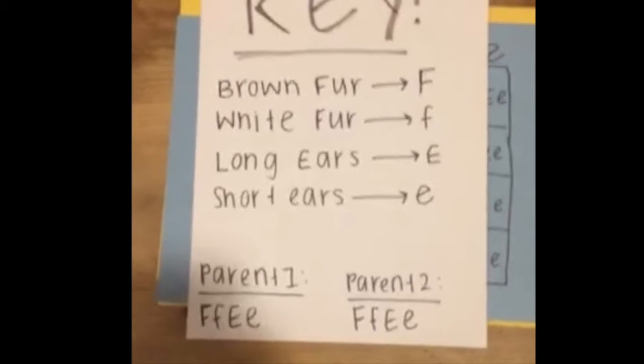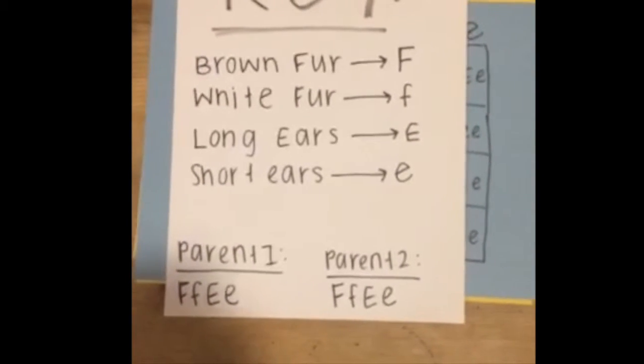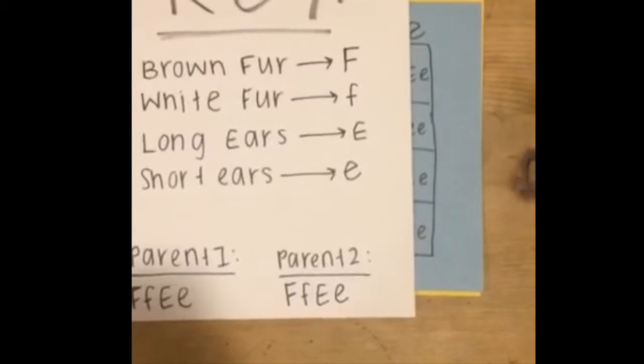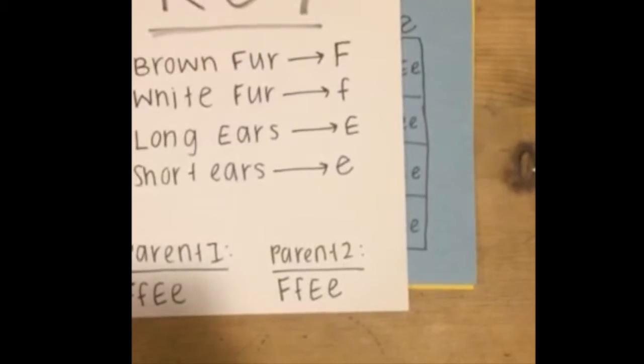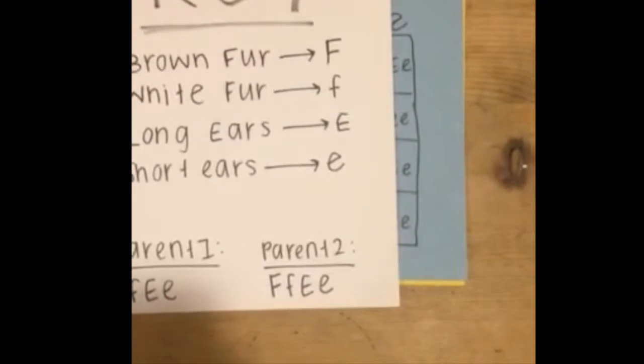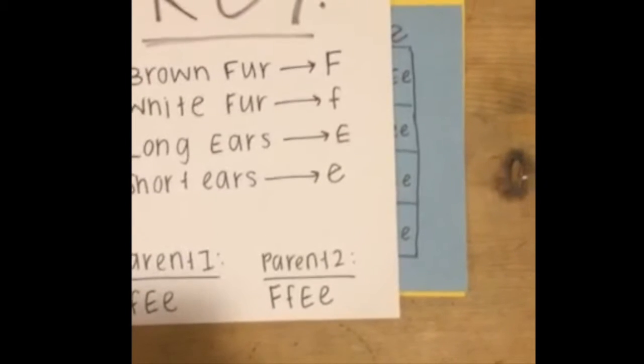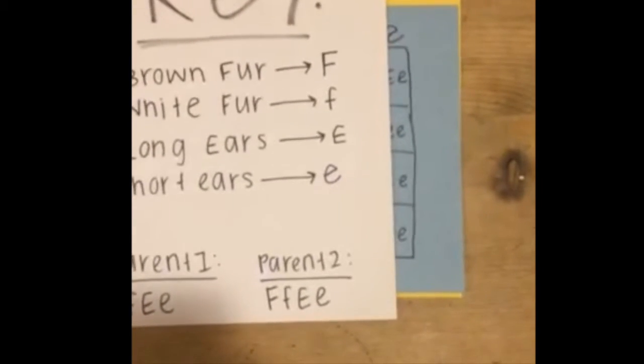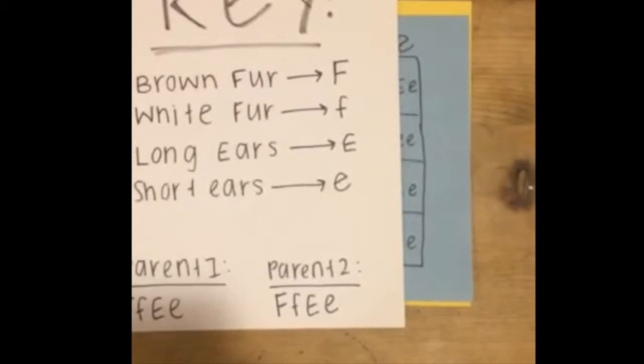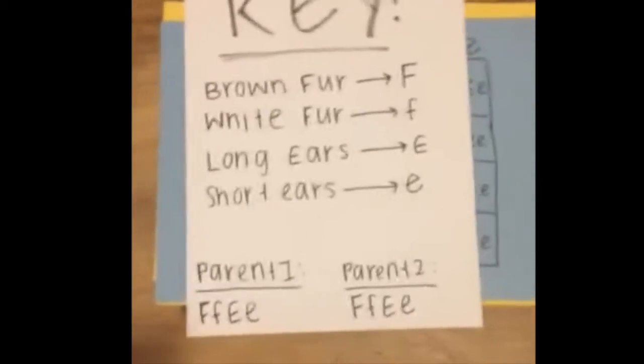Let's say you wanted to do a cross between two brown bunnies with long ears. In this case, brown fur color, capital F, would be the dominant gene, and white fur color, lowercase f, would be the recessive gene. Then long ears, capital E, would be the dominant gene, and short ears, lowercase e, would be the recessive gene. When starting your dihybrid cross, you first want to determine the genotypes.